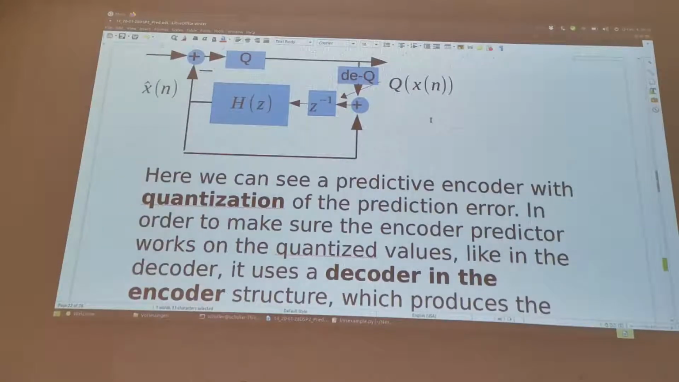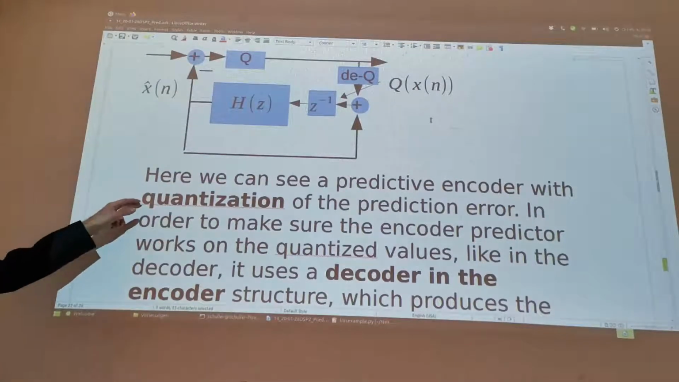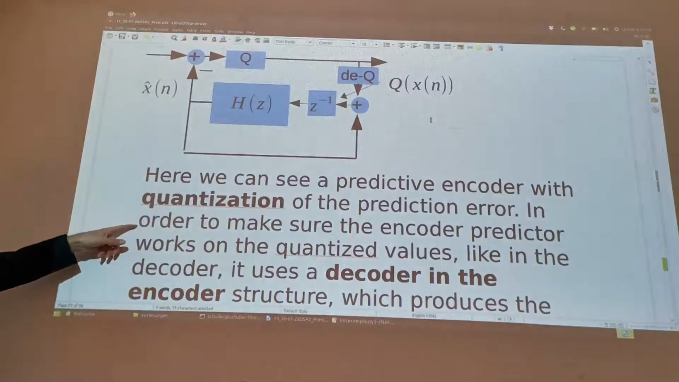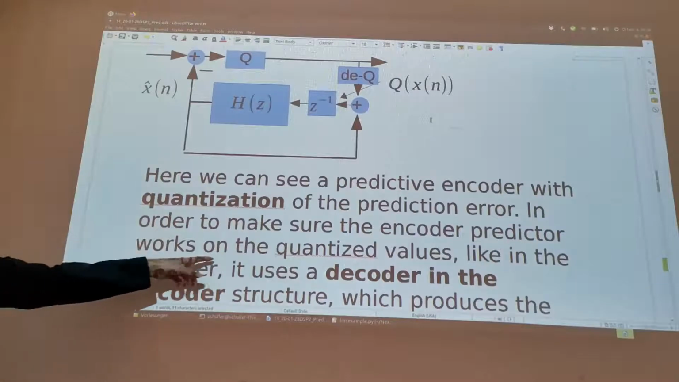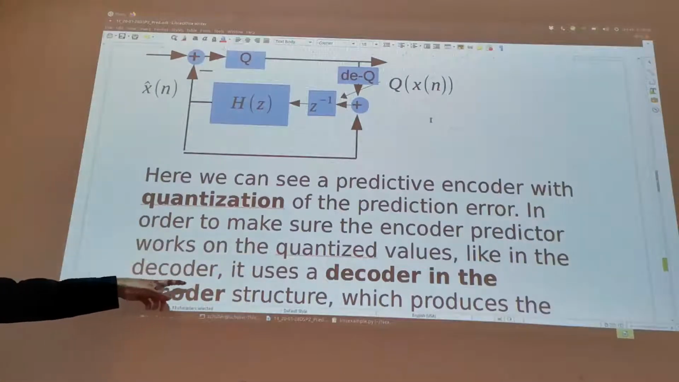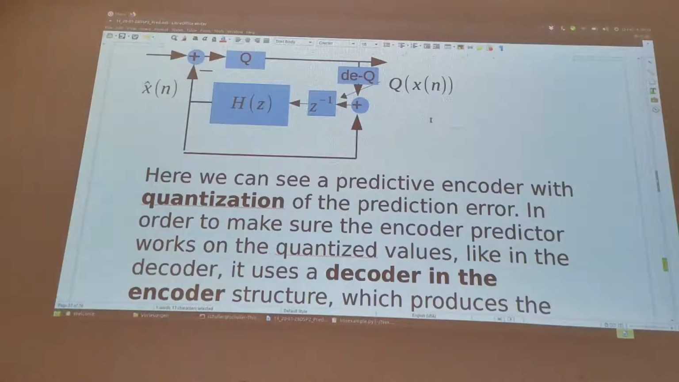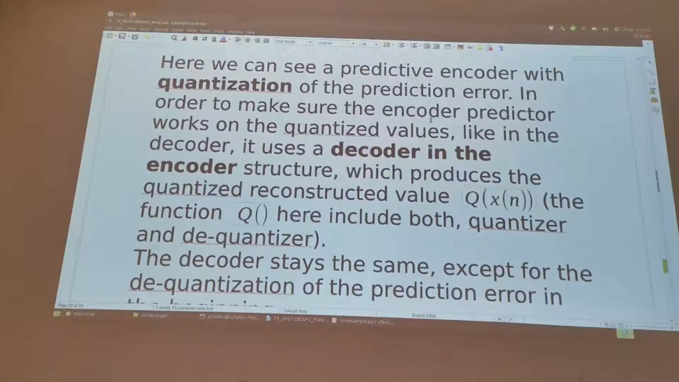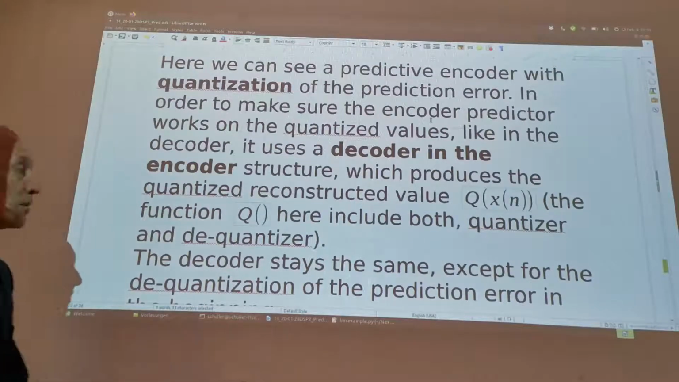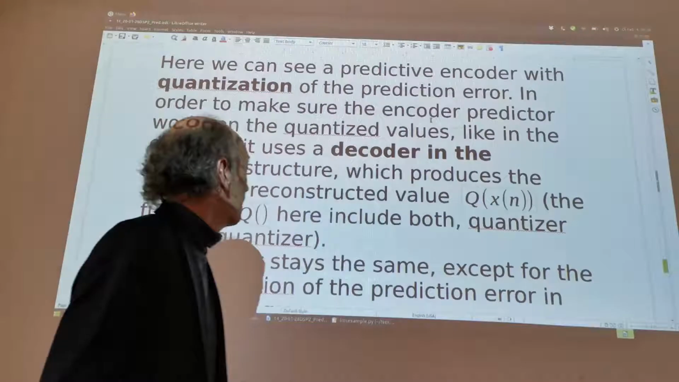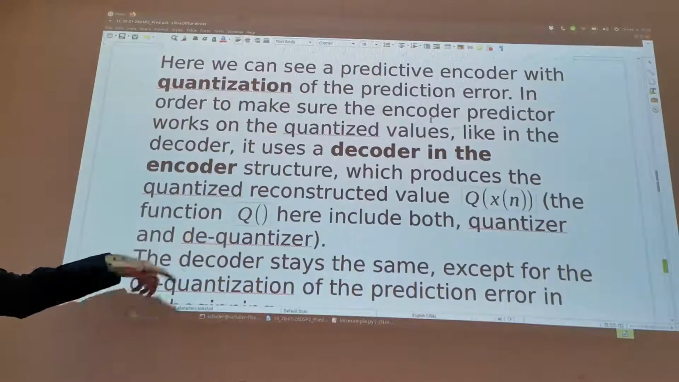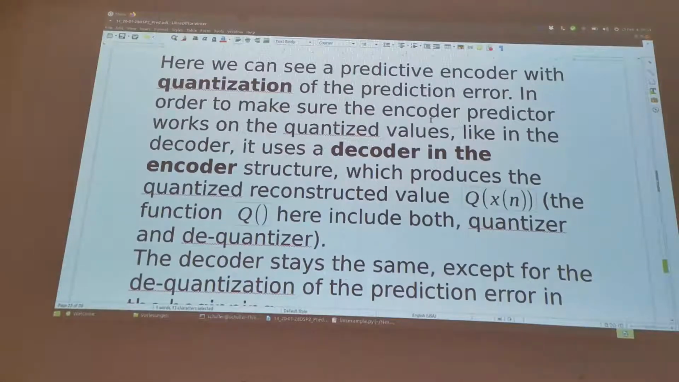And this means we can now include quantization of the prediction error. In order to make sure the encoder predictor works on the same quantized values as in the decoder, it uses the decoder-in-the-encoder structure. And this produces the quantized reconstructed value Q of x of n. The function Q here includes both quantizer and dequantizer. So Q is our quantization symbol.